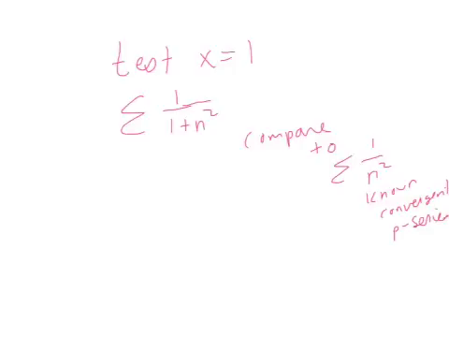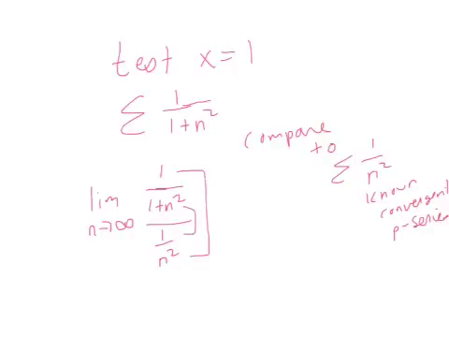Okay, and remember how the limit comparison test works. You want to take the limit as n approaches infinity of the original guy, 1 over 1 plus n squared, over the guy you're comparing it to, the known convergent, so 1 over n squared. So if we clean up that complex fraction, we will arrive at the limit as n approaches infinity of n squared over 1 plus n squared. And clearly that's equal to 1, which is greater than 0, because the limit comparison test has those stipulations, so we arrived at a constant that's greater than 0.